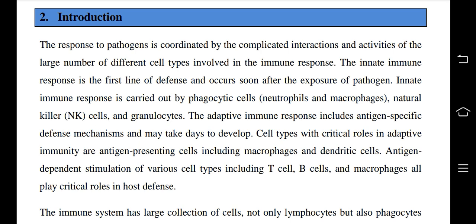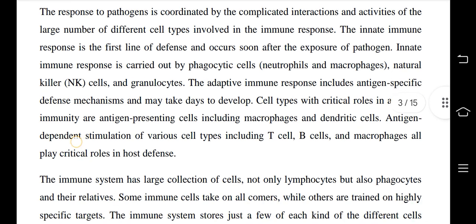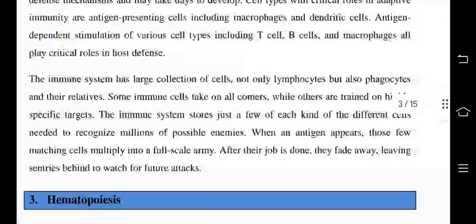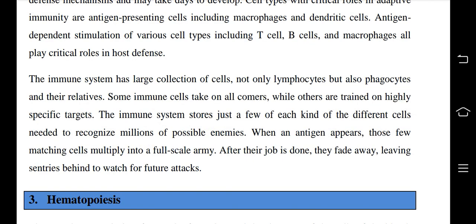Cell types with critical roles in adaptive immunity are antigen-presenting cells, including macrophages and dendritic cells. So, antigen-dependent stimulation of various cell types, including T cells, B cells, and macrophages, all play critical roles in host defense. The immune system has a large collection of cells, not only lymphocytes but also phagocytes and their relatives. Some immune cells take on all comers, while others are trained on highly specific targets.